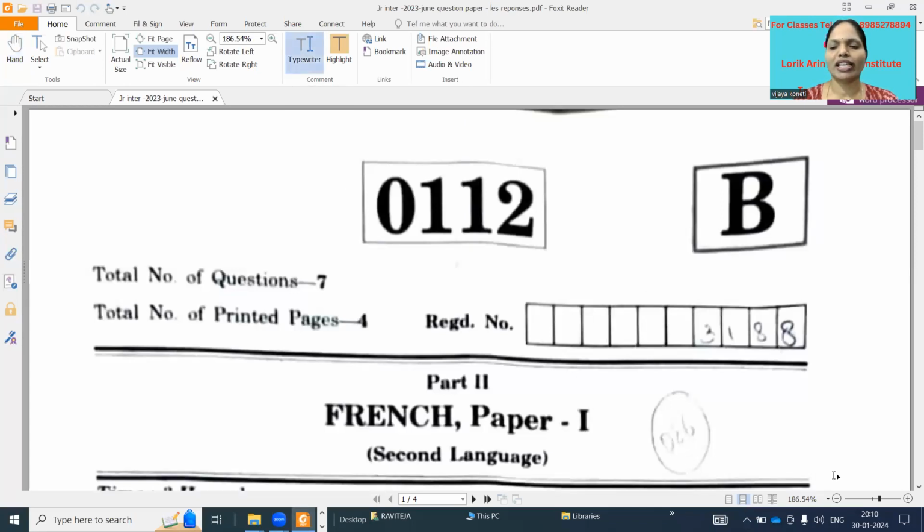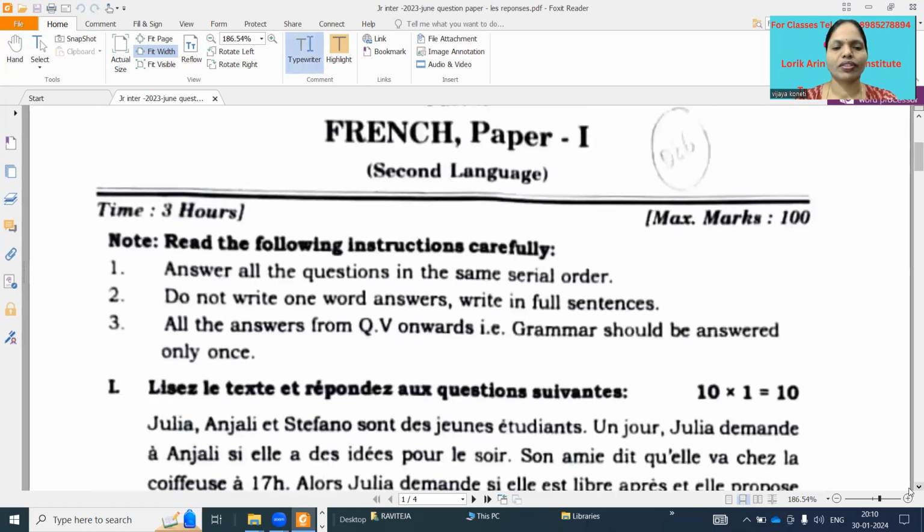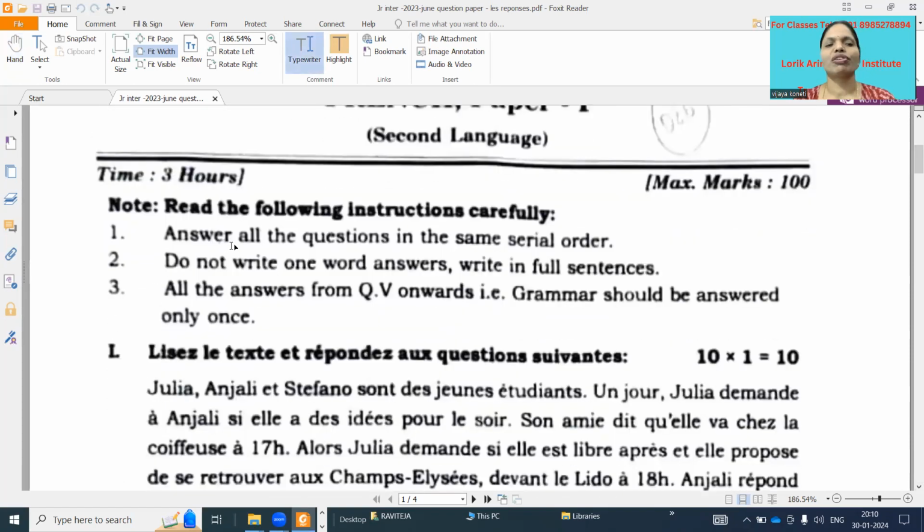Today I'm going to explain the question paper of Junior Inter Telangana State. First we will read the note. Read the following instructions carefully. First point, answer all the questions in the same serial order. Second point, do not write one word answers, write in full sentences. And third one, all the answers from question number 5 onwards, that is grammar, should be answered only once.